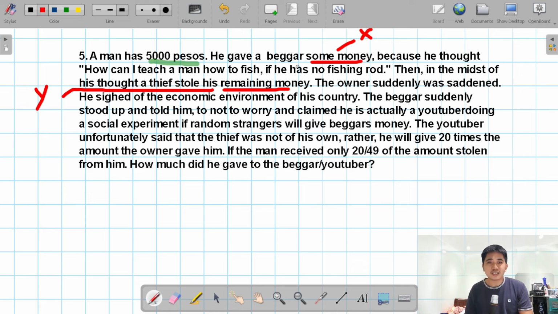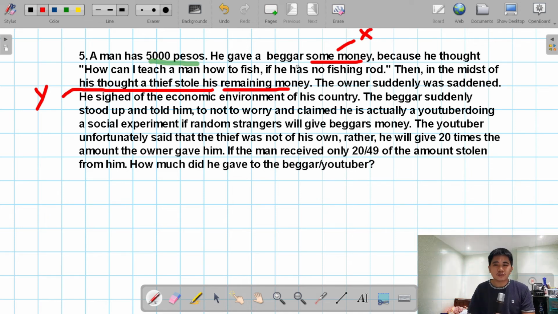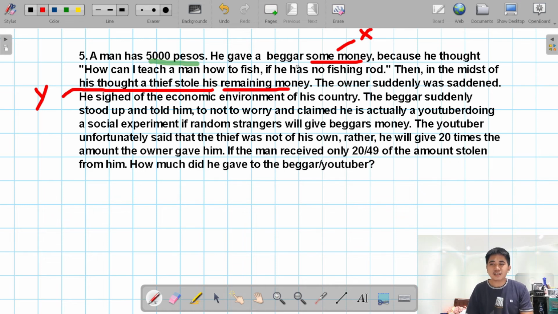The man suddenly was saddened. He sighed because of the economic environment of his country. The beggar suddenly stood up and told him not to worry, and then he claimed he is actually a YouTuber doing a social experiment. In this experiment, the question was whether or not random strangers will actually give money to a beggar. Then the YouTuber said that the thief was not of his own, but if he was given a certain amount of money, he will give back 20 times that money. That's one possible part of the equation.